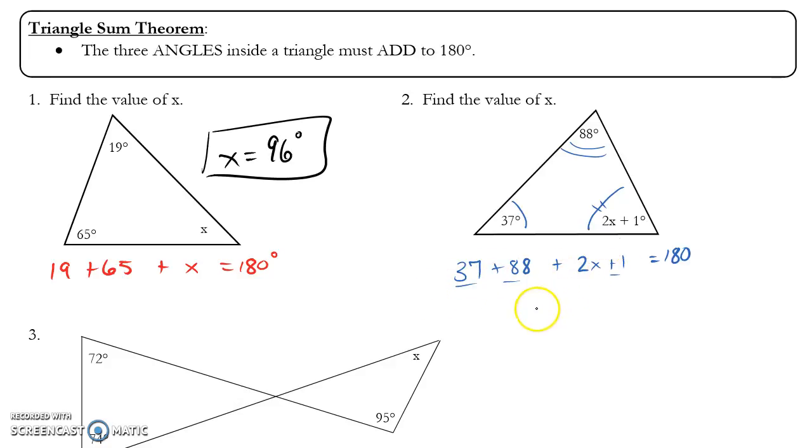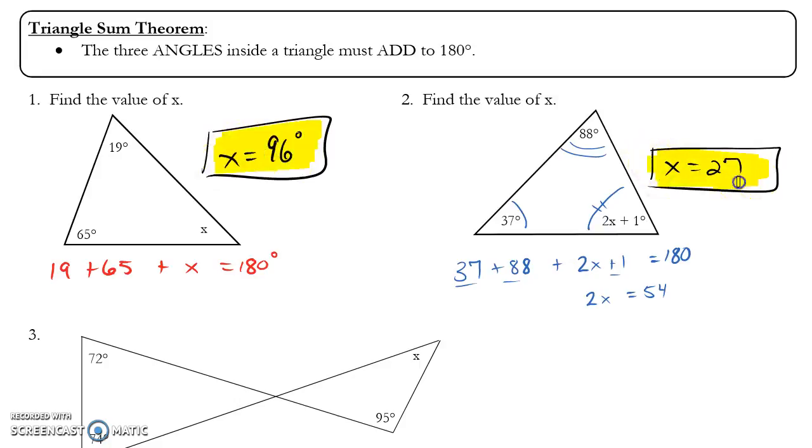Combine my like terms, I get 2x plus 126 equals 180. Subtract 126 from both sides, I wind up with 2x equals 54, and finally divide, I get x equals 27. Those are the two of the easier applications.